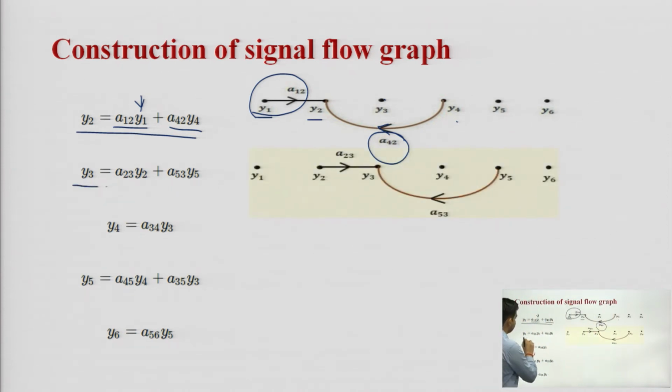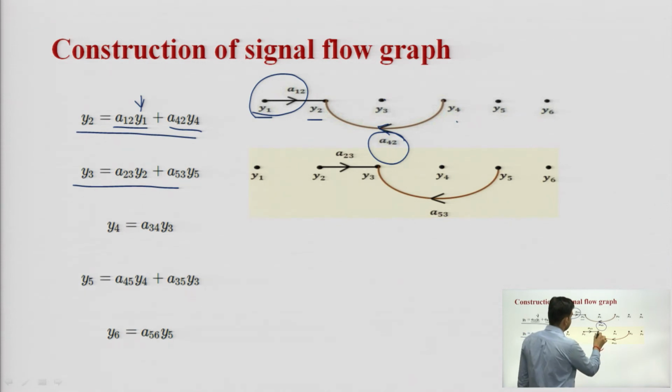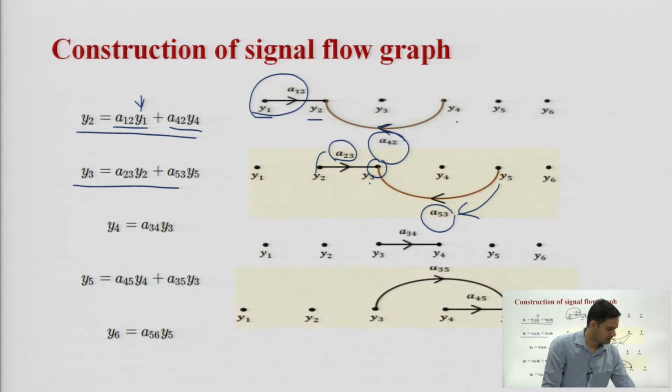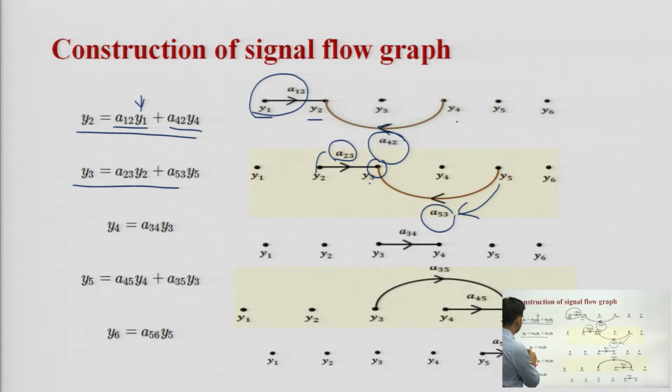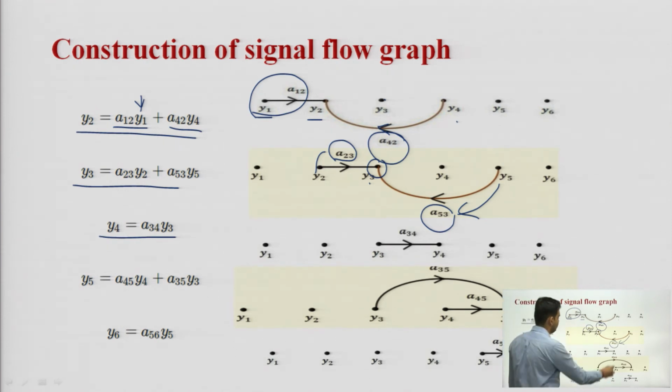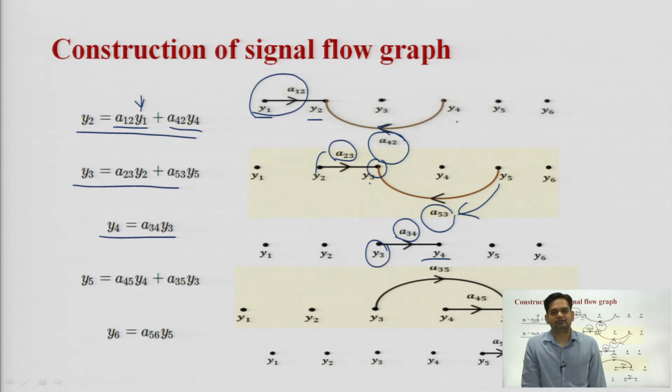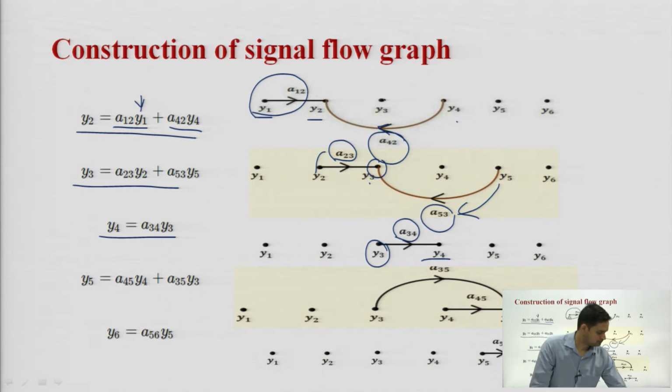So, here again I can see my y3 is the node which is receiving all the branches. So, y3 can be equal to a23 times y2 and a53 times y5, right, because whenever a signal passes through a branch it will be multiplied by its gain. Similarly, y4 can be written as a34 times y3. So, this is the way of writing or designing the signal flow graph.